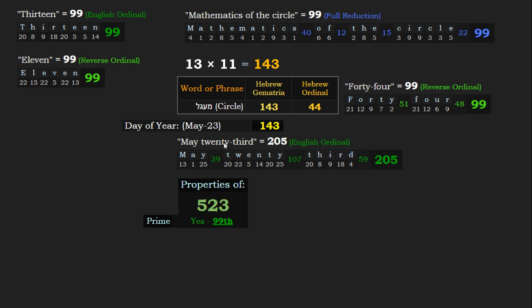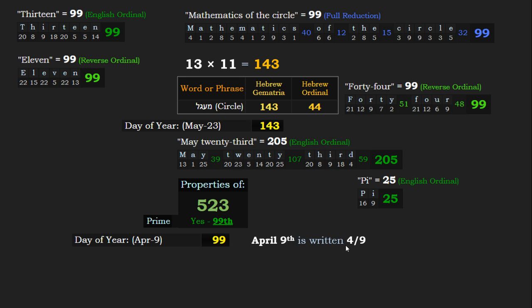When you write May 23rd as it's spelled, using the alphabetic order, we get a value of 205. In numerology, this is a lot like the number 25. And 25 is the ordinal gematria of the word pi, which is, of course, used to resolve the mathematics of the circle. Looking again at the number 99, the 99th day of the year is April 9th. April 9th is written 4/9.